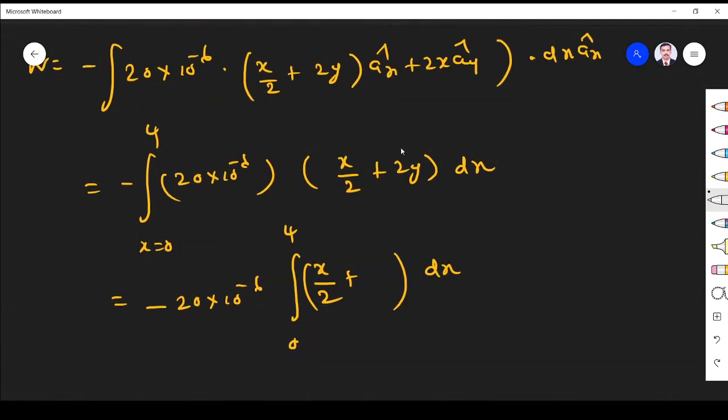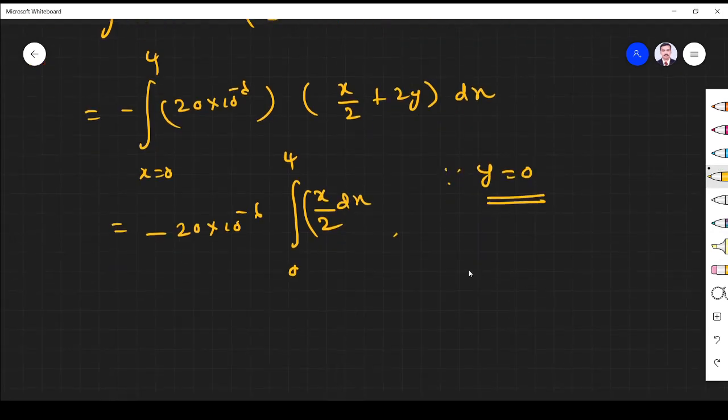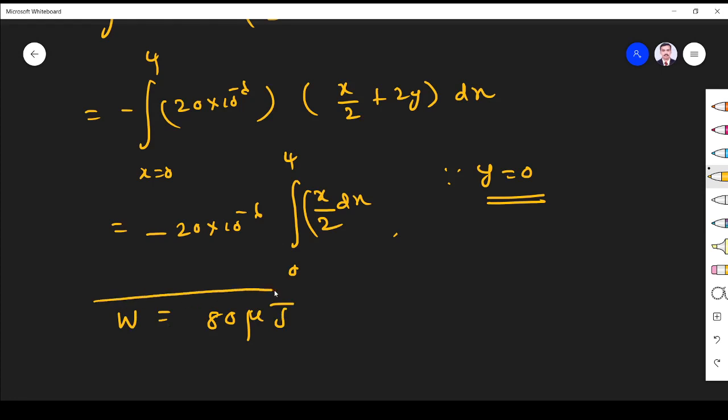So if you substitute y is equal to 0 here, what will happen? This will become 0, so cancel, remove it, and we can make it dx only, x by 2 dx. Okay, because y is equal to 0. Now if you integrate, what you get is 80 microjoule, right? That's our work done, 80 microjoule. This is simple integration, x by 2 dx, right? Okay, this is the answer for the first problem.